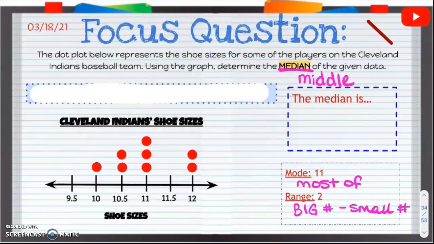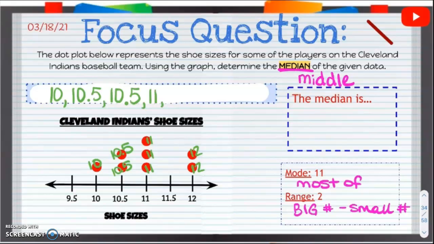And when we look at this, we have a 10. 2 players have a 10.5 shoe size. 3 players have an 11. And 2 players have a 12. So we have 10, 10.5, 10.5, 11, 11, 11, 12, and 12.